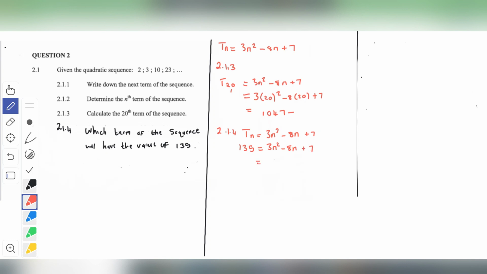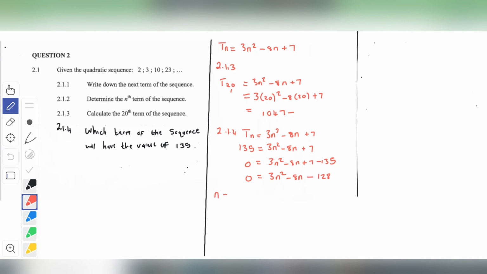Then we solve for n. We're going to have 0 equals 3n squared minus 8n plus 7, and because 135 goes to the other side, it changes the sign, so we have negative 135. Therefore, we have 3n squared minus 8n minus 128 equals 0, right? So now we solve for n. You can see that it's a quadratic equation, so we can use the quadratic formula.